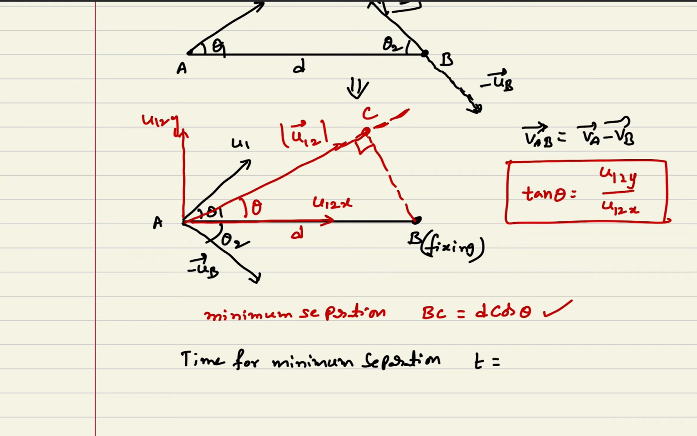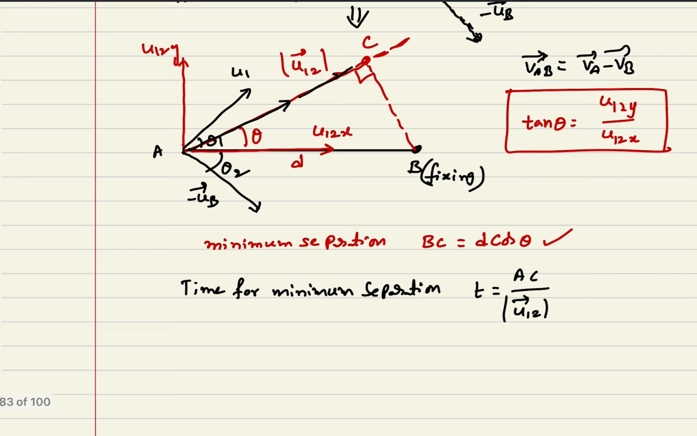For the time of minimum separation, we can write t is equal to the distance it is traveling along the relative velocity line, AC, divided by the magnitude of u12 bar. What is the magnitude of u12 bar? I can write the u12 bar magnitude is equal to under root of u12x square plus u12y square. Don't write under root of u1 square plus u2 square.